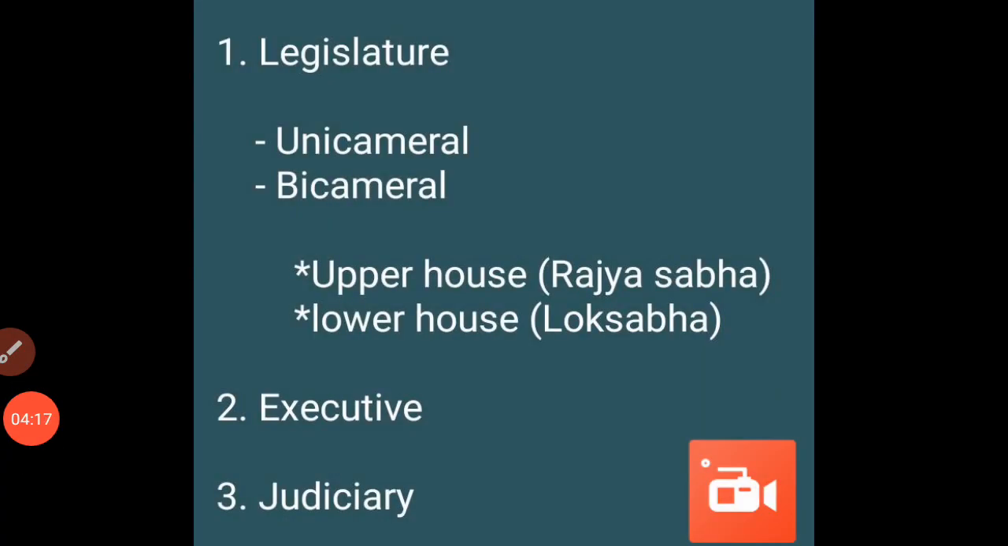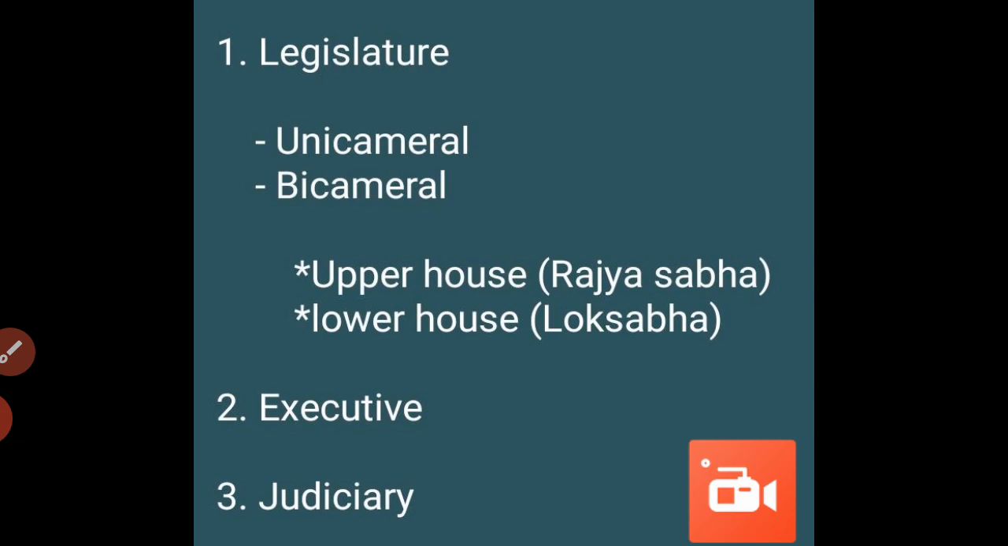At the state level, the legislature consists of the Legislative Assembly and Legislative Council. Most of the states have only a Legislative Assembly. States like Bihar, UP and Maharashtra, I repeat, Bihar, UP and Maharashtra, also have a Legislative Council.